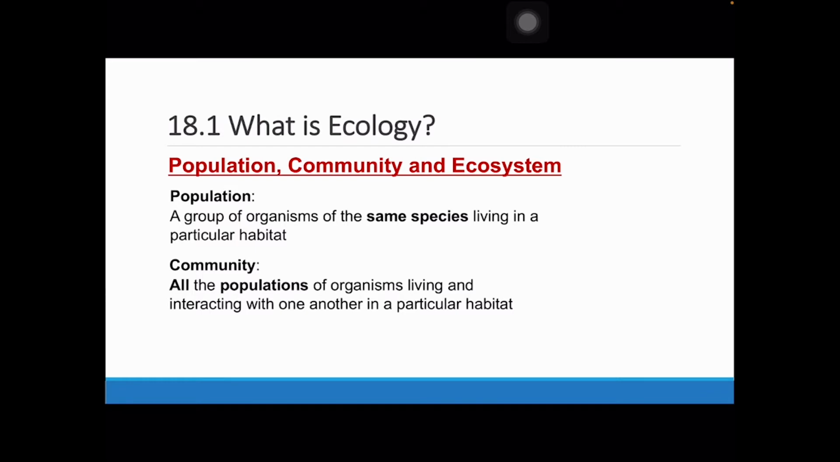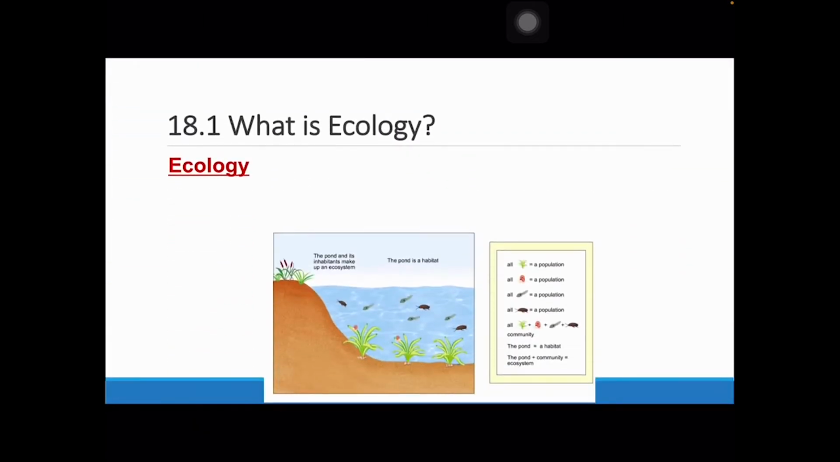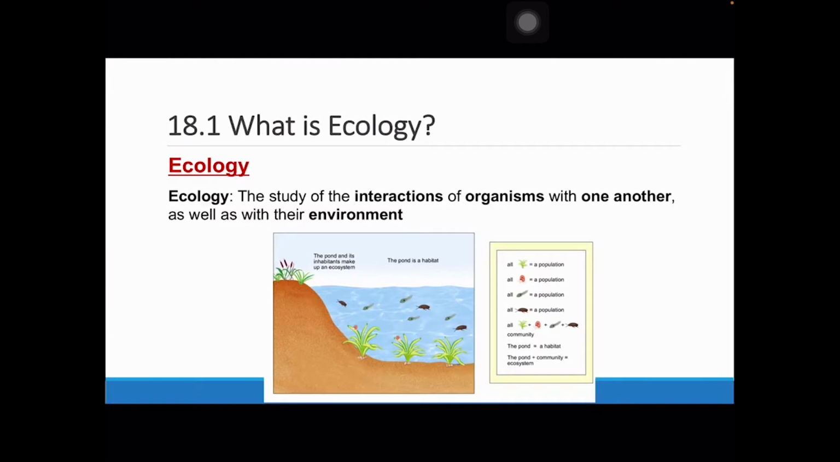So for example, within the community that we are in, there will be us as a human species, of course, the other animals such as the cats, the dogs, the rats, as well as insects. All these together form a community. As for the term ecosystem, ecosystem refers to the community plus what we call the abiotic environment. What exactly is abiotic, I will elaborate later on. And of course, ecology refers to the study of the interaction of organisms with one another, as well as with their environment.